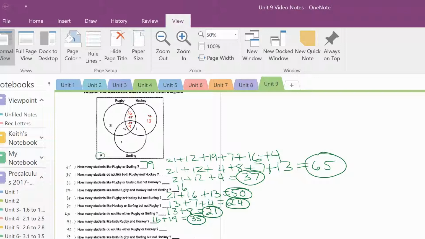How many students do not like either rugby or hockey? Well, you have the 4 that like surfing and the 8 that don't like anything. And then how many students like both rugby and surfing, but not hockey? Rugby and surfing, but not hockey would be these 12 right there. All right.